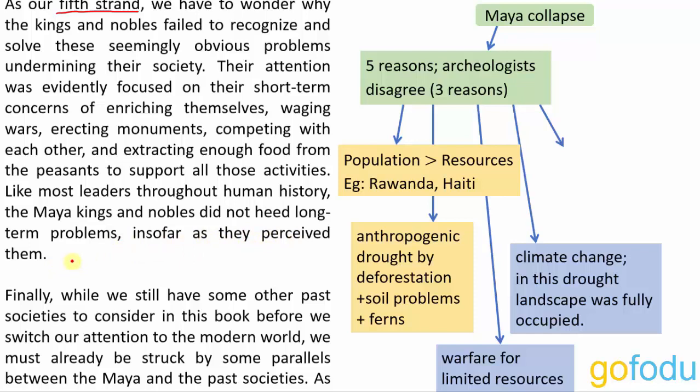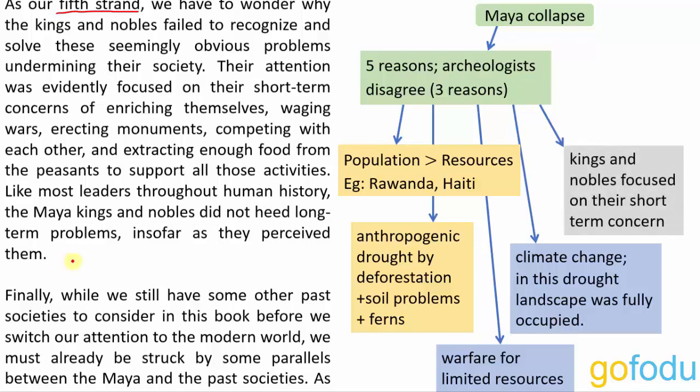So we will make another block for fifth and final reason, which is kings and nobles focused on their short-term concern. Now we have got our 5 reasons. Let's read the last paragraph. Finally, while we still have some other past societies to consider in this book, before we switch our attention to the modern world, we must already be struck by some parallels between the Maya and the past societies.